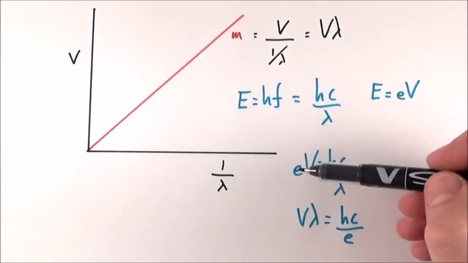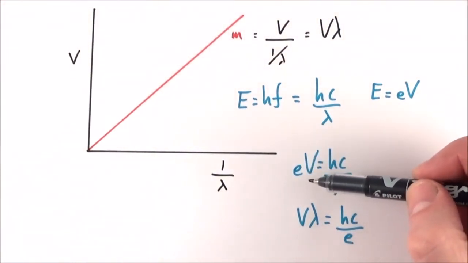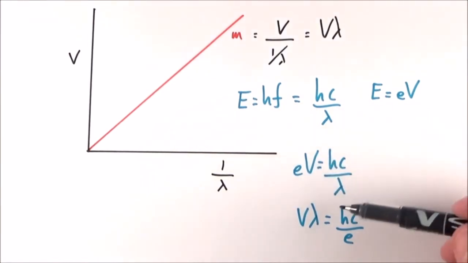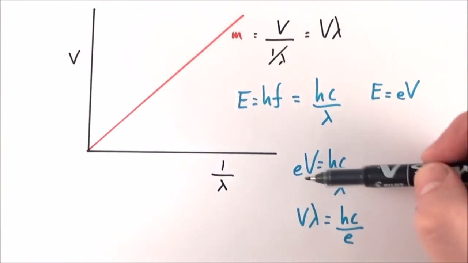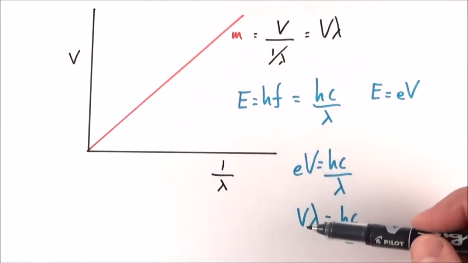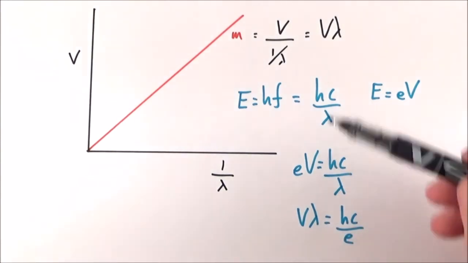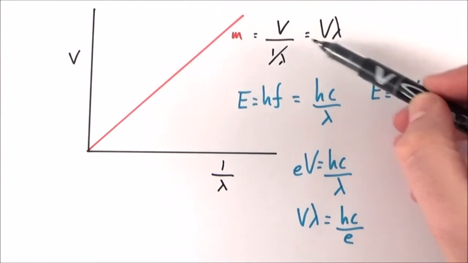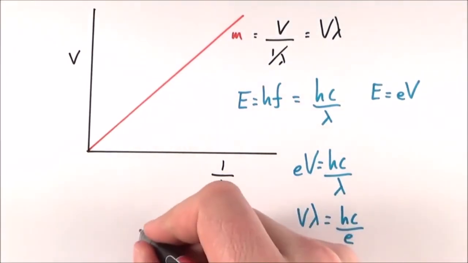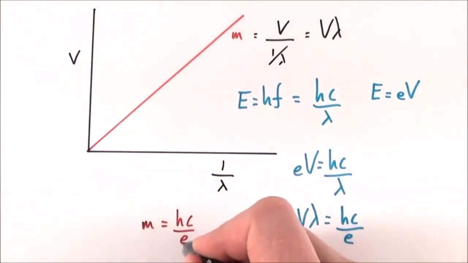So what I've really done here is look at the energy of each of the photons given off and looked at how that corresponds to the wavelength of that light. By rearranging this equation, bringing the lambda up and dividing both sides by e, the charge on the electron, we can say that V lambda is equal to hc over e. But up here, I said that V lambda is equal to the gradient of that line. So that means that the gradient M is equal to hc over e.